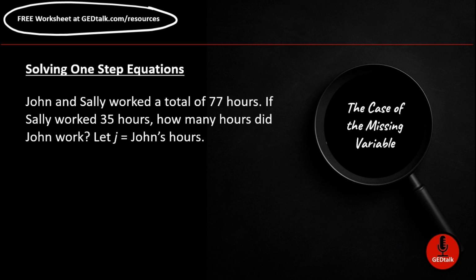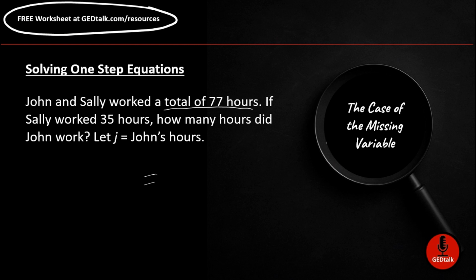So when we look at this problem, it says John and Sally worked a total of 77 hours. If Sally worked 35 hours, how many hours did John work? Let J equal John's hours. So I'm given my total, and that's a piece of information I want to pay attention to.